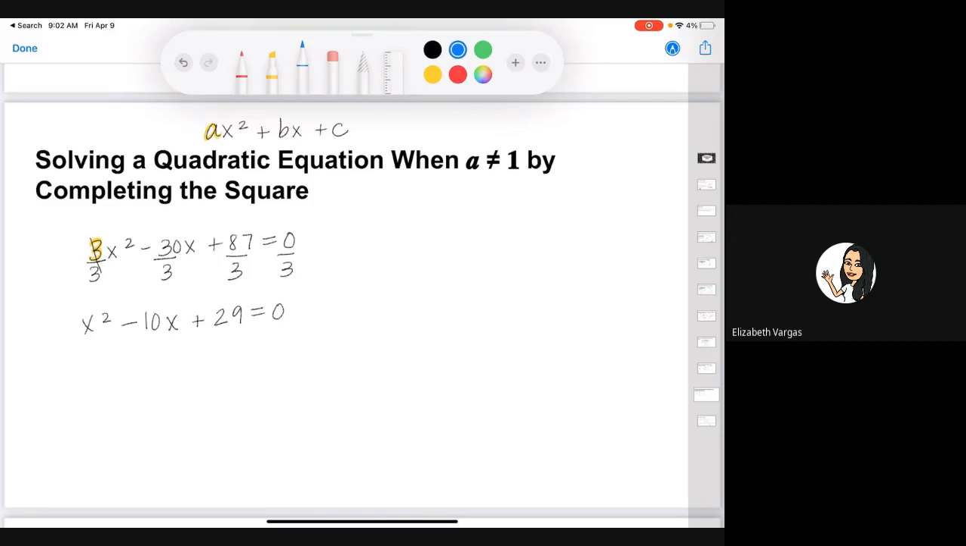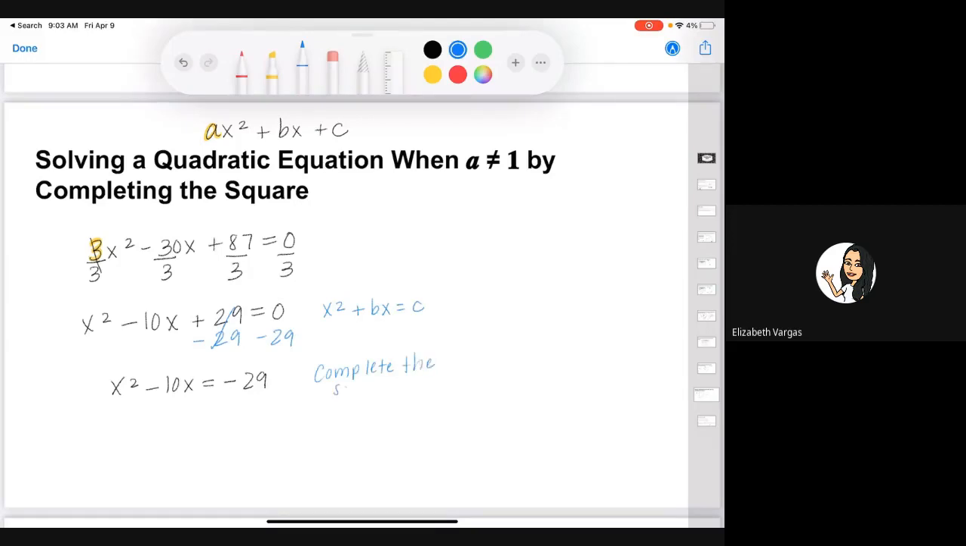What I want to do is get my equation in the form x squared plus bx equals c. How do I do that? Well, I need to move my c to the other side, so minus 29 on both sides. That gives me x squared minus 10x is equal to c, which in this case is negative 29. Once I have my equation in the form x squared plus bx equals c, now what I want to do is complete the square.